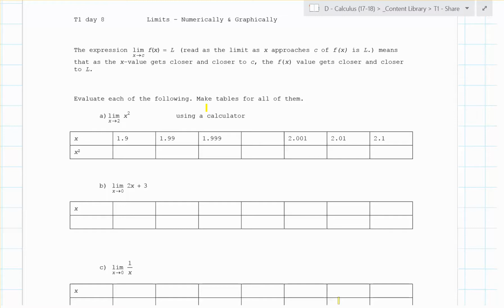Welcome to day 8 of calculus. We're going to learn about how we can analyze limits numerically and graphically. So we will be evaluating these types of expressions.